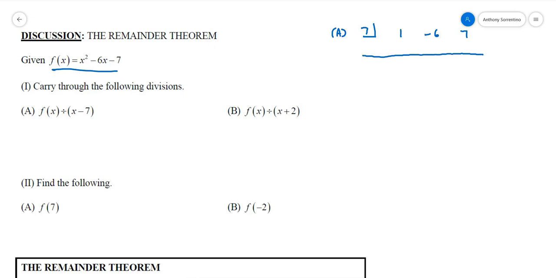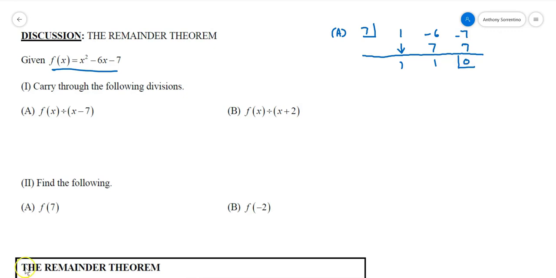I'm not doing it in fast motion here because this gives us an opportunity to practice more synthetic division. So as I carry this through, bring down the 1, multiply that by 7, I get 7. Negative 6 plus 7 becomes a 1. That should be a minus 7 up here. 1 times 7 is 7, and I get a remainder of 0.